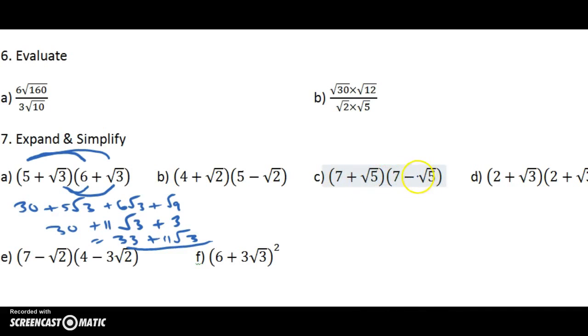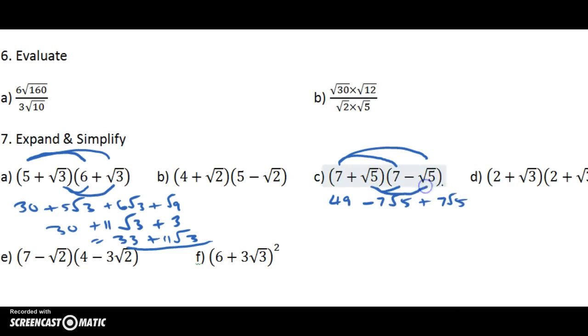Now I want you to notice something when you've got the same terms in the brackets but a different sign between them. So if we do this again, 7 times 7, 49. 7 times minus root 5 is minus 7 root 5. Root 5 times 7 is plus 7 root 5.